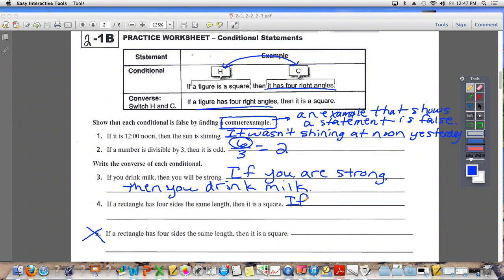You got to be a little bit specific. No, and this is why this is a controversial problem. You got to tell me what it is. If a square is a rectangle, then it has 4 sides of the same length. No, if a rectangle is a square, then it has 4 sides the same.